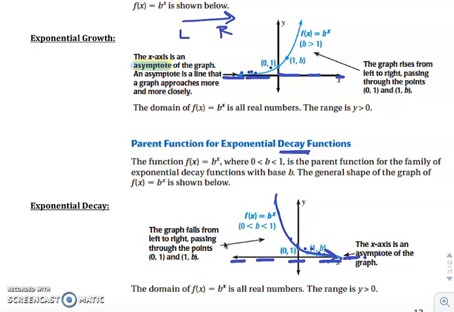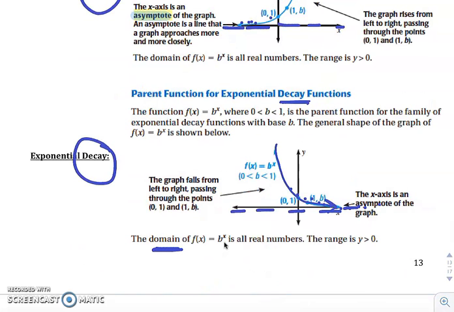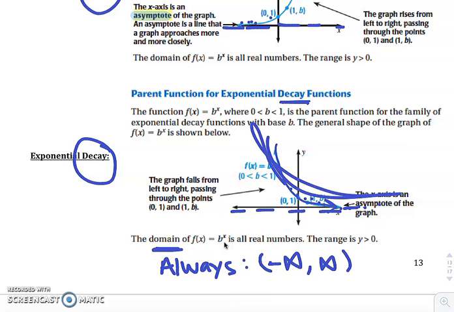For these graphs, whether it is a growth or a decay graph, doesn't matter what type it is, your domain is always going to be negative to positive infinity, because these graphs are always continuous from left to right. So no matter what, your domain will always be negative to positive infinity. As soon as you see, what's the domain, oh, for these graphs it's negative to positive infinity every time.